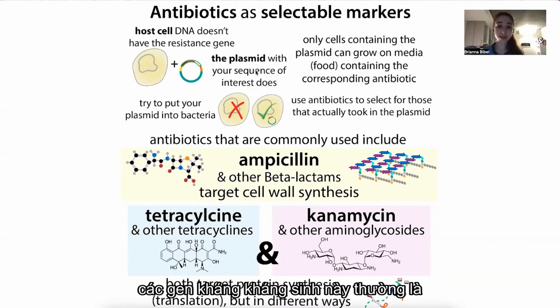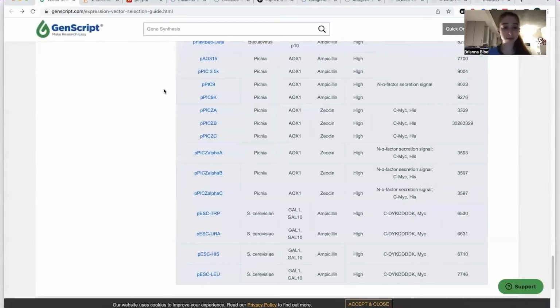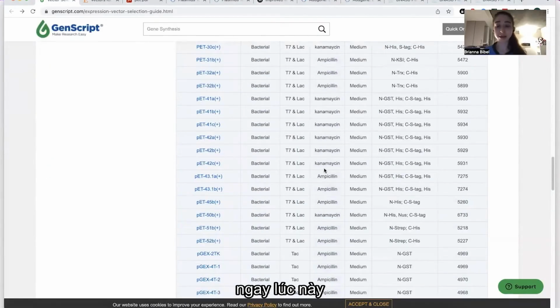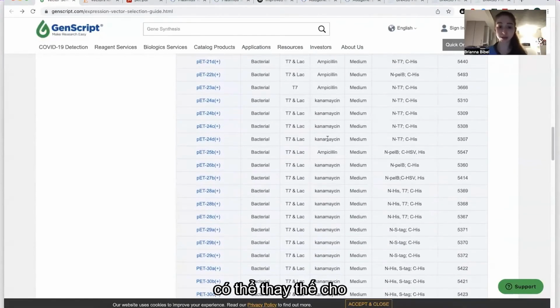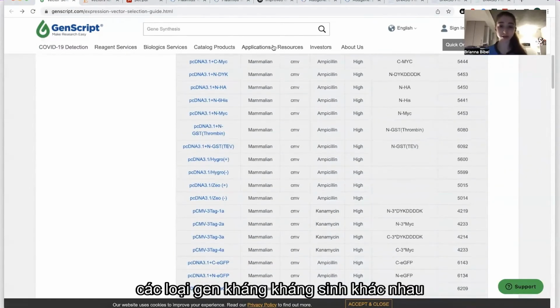Often these antibiotic resistance genes provide resistance against ampicillin, tetracycline, or kanamycin. So if you see bla, that's going to be your ampicillin. I don't remember exactly all of the names for the other ones right at this moment, but you can see kanamycin, ampicillin, you might see spectinomycin, which can often be swapped out for streptomycin. You might see chloramphenicol, various antibiotic resistance genes.